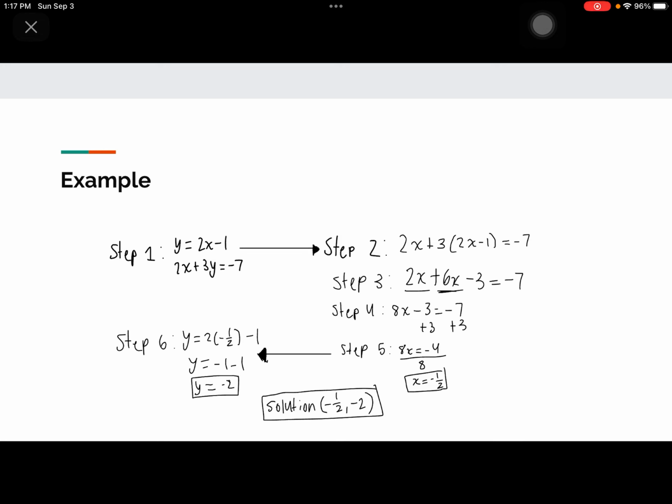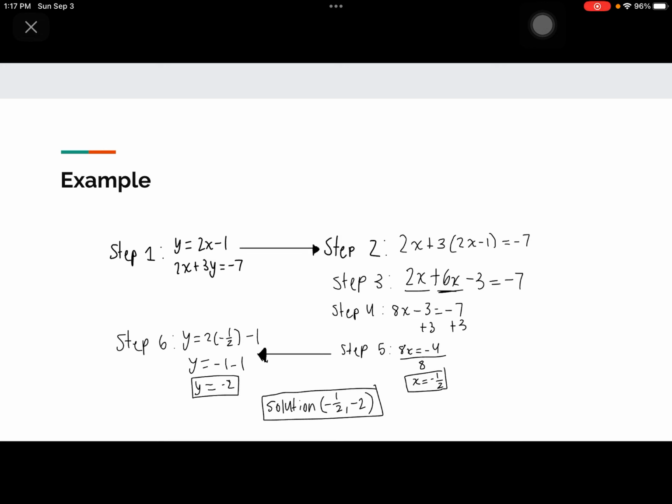Then I distributed, so 3 into 2x is 6x, and then 3 into negative 1 is negative 3, equal to negative 7. So then I combined like terms, 2x plus 6x is 8x, so I got 8x minus 3 equals negative 7. Now, I added 3 to both sides in step 4, and that gives 8x equals negative 7 plus 3, which is negative 4. In step 5, I divided both sides by 8, and this got me x equals negative 1/2.